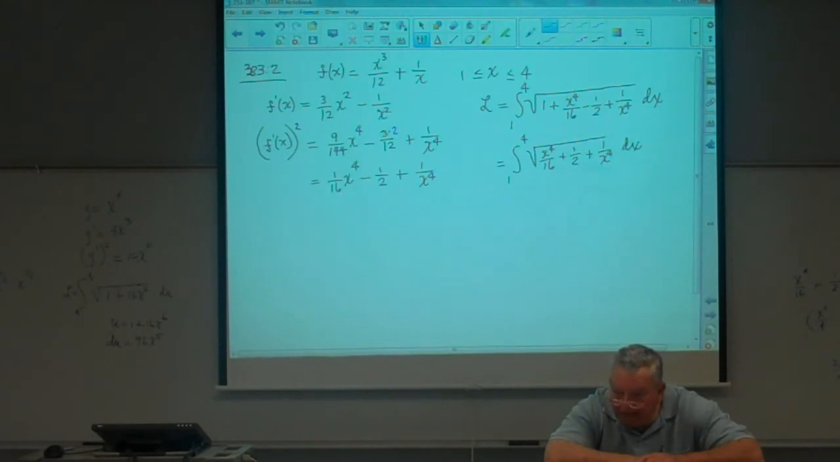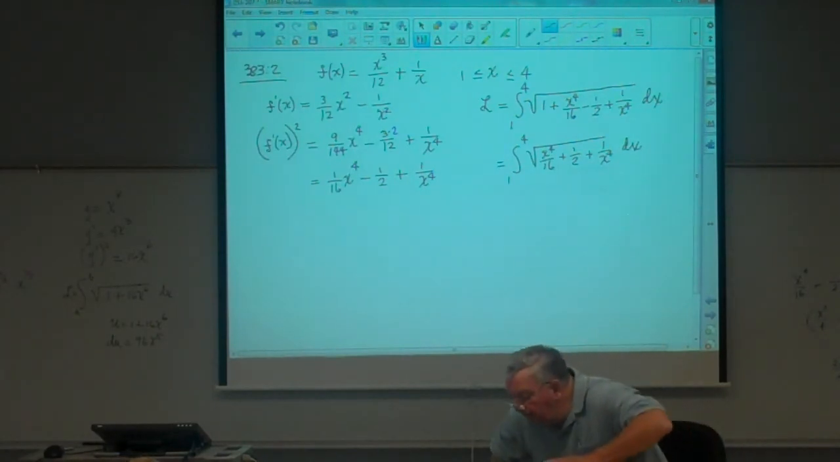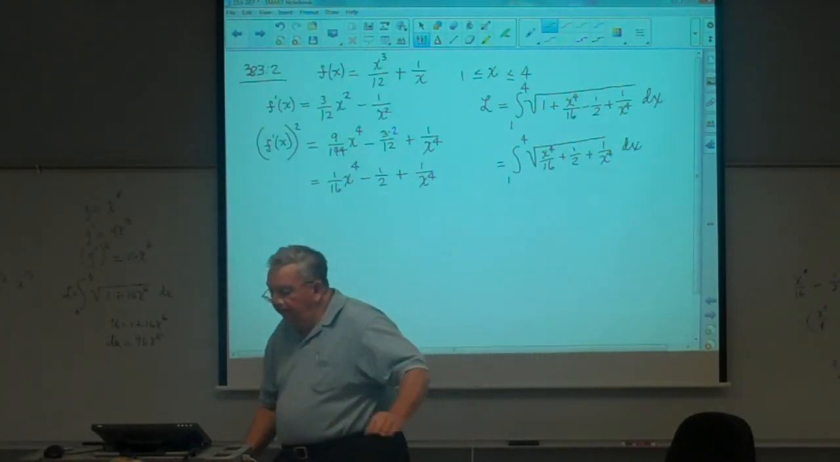And then I looked at it a little bit more and said there's only one way to get out of this, and that is if what's under the radical is a perfect square. Because then I'm taking the square root of a square, and they both go away, don't they? So that leads me to the next step.